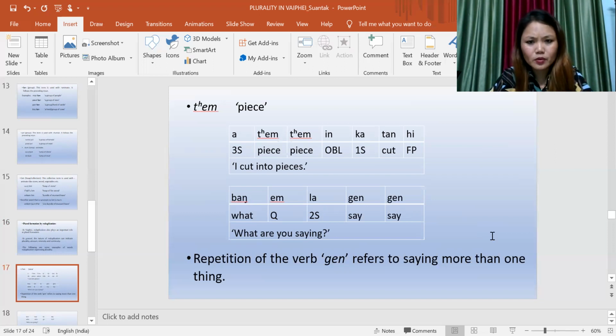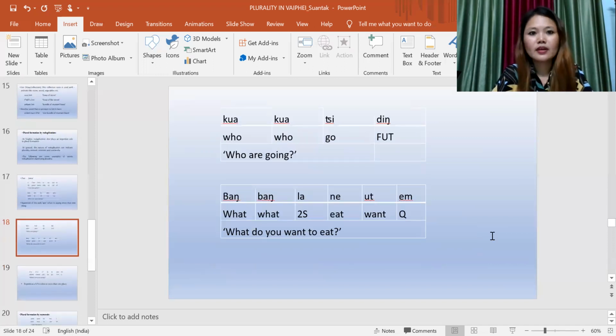And then in the next example, we can see the repetition of the verb. Bang em lagen gen. So here the repetition of the verb gen refers to saying more than one thing. And repetition of the interrogative pronoun ku, who are going. The repetition of the interrogative pronoun ku refers to more than one person. Bang bang lane ut em. What do you want to eat?